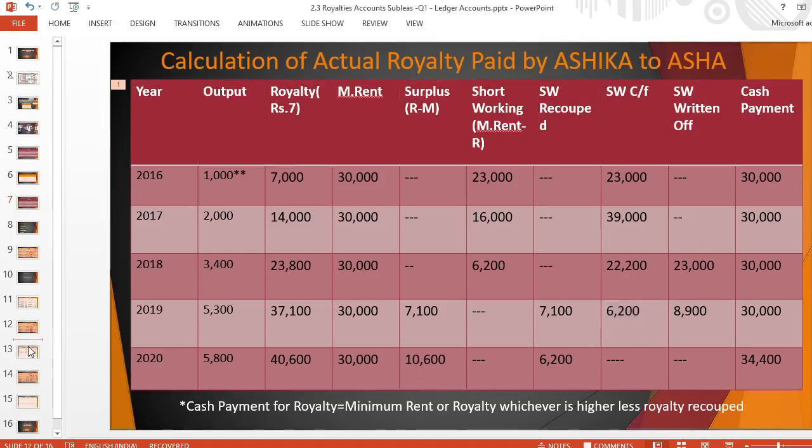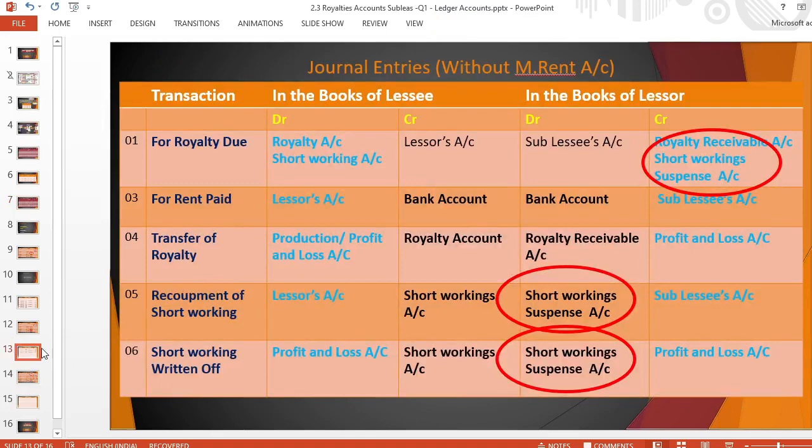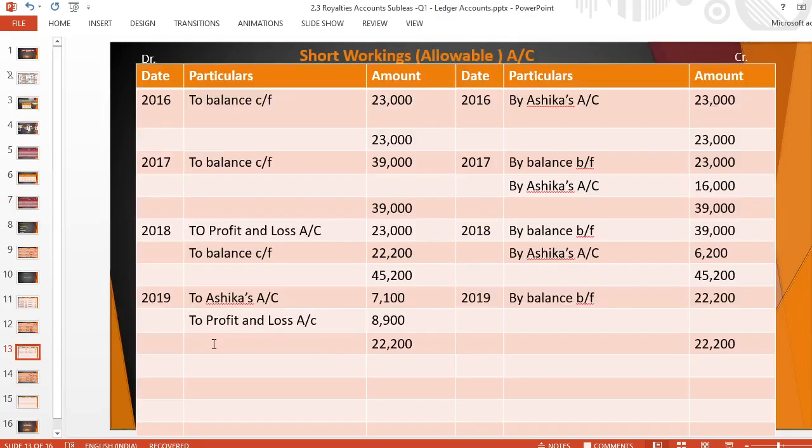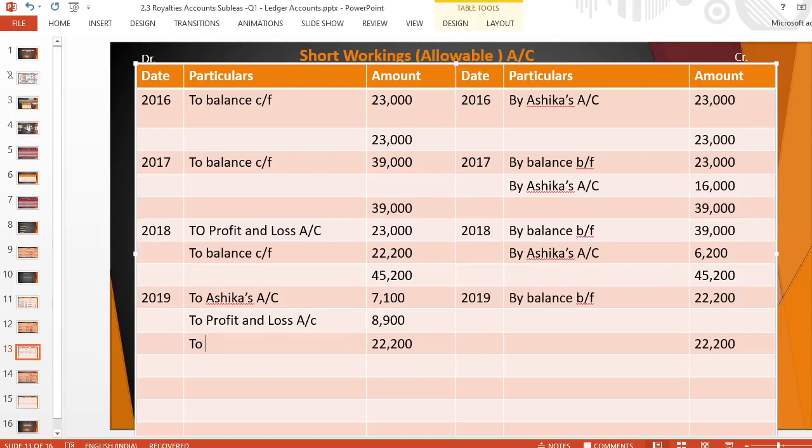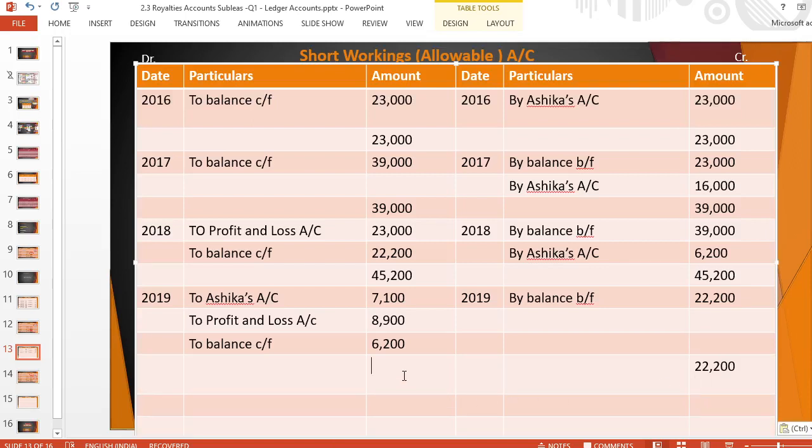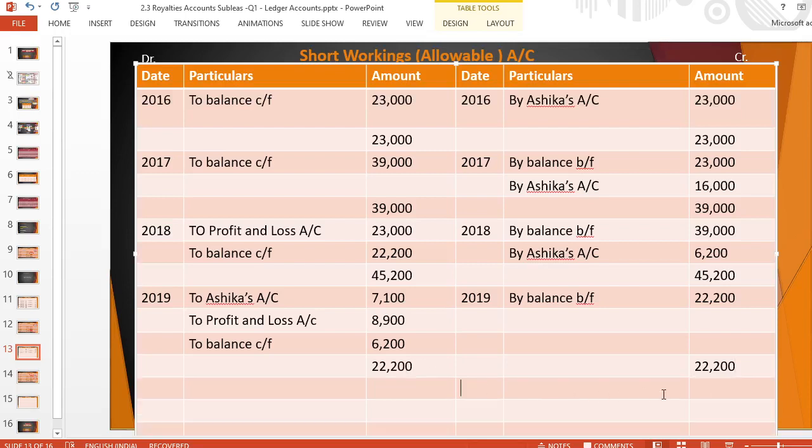So we should record here the remaining 6,200. As far as this 6,200, we should record it to balance carried forward. So carried forward balance 6,200. And I'll write the total 22,200 on the credit side and 22,200 on the debit side. Then in the year 2020, I'll bring forward the balance.